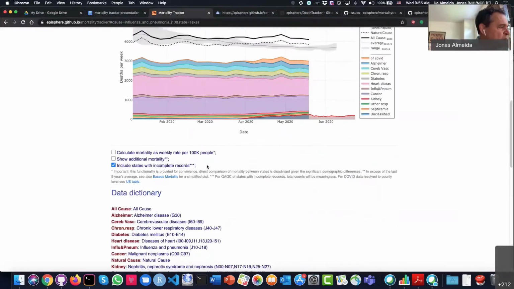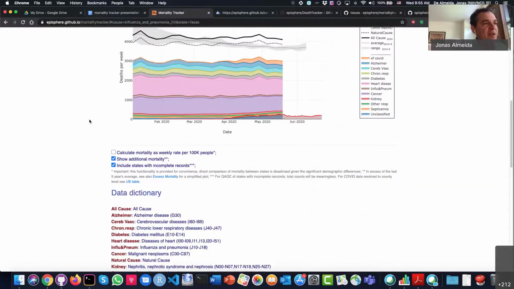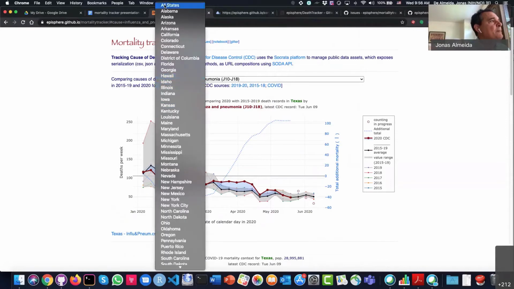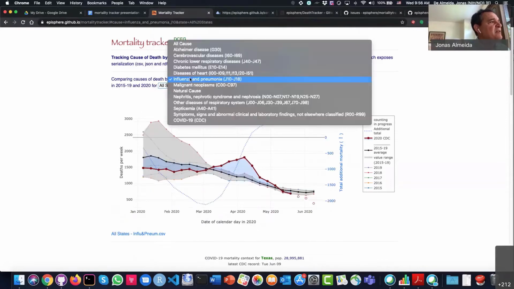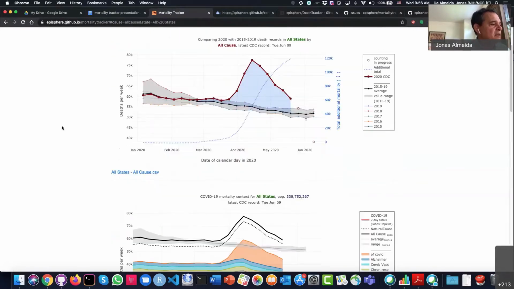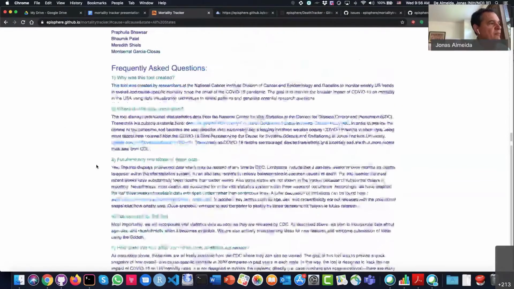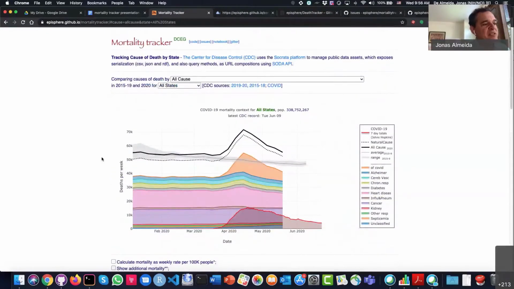I noticed I forgot one more thing, which is to calculate the additional mortality for you. So you could do it from the CSV files. You can also do it from here. I'm going to show for the entire country now, all states, all causes, and I'm going to remove the problematic states. And you see the tool reassembles itself and makes these calculations for you.